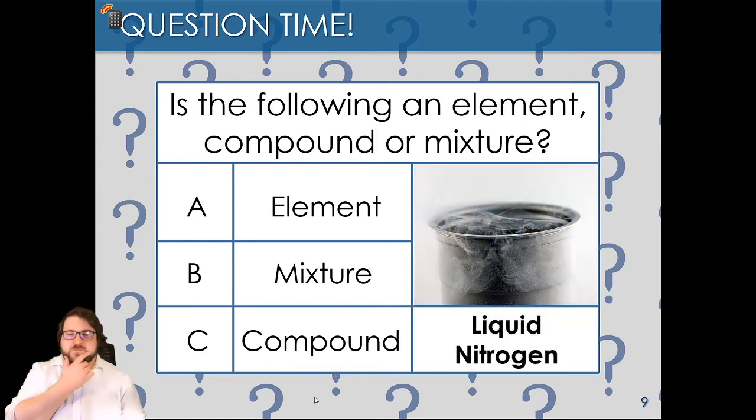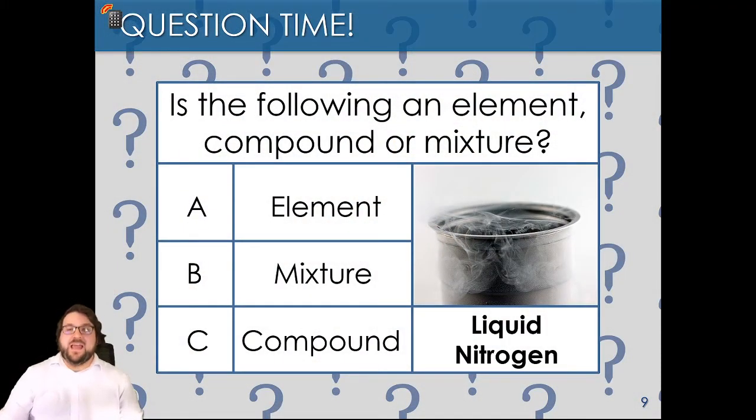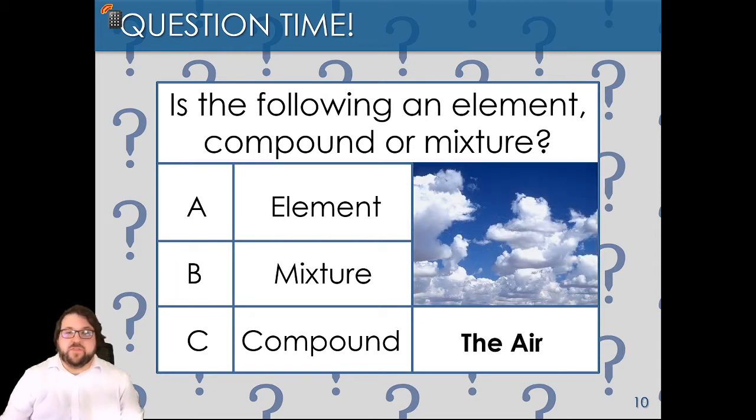Liquid nitrogen. So again, nitrogen appears on the periodic table. It's on the second row, let's pop up, second row, group 5 there, nitrogen on its own. Just because it's a liquid doesn't change the fact that it's an element, and so liquid nitrogen would be an element all on its own. It's just made of nitrogen. Hopefully I'll show you an experiment later on with that. How about the air? What is that?